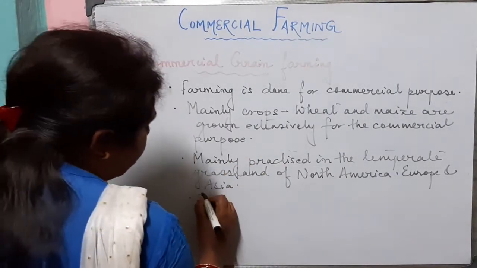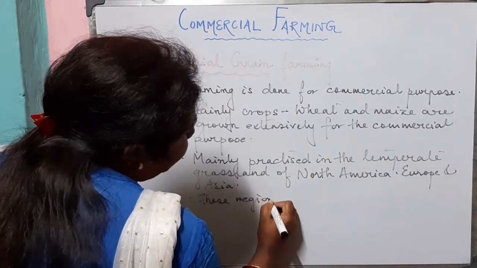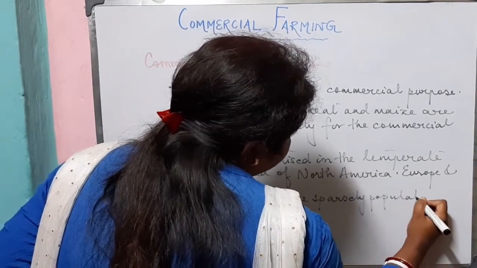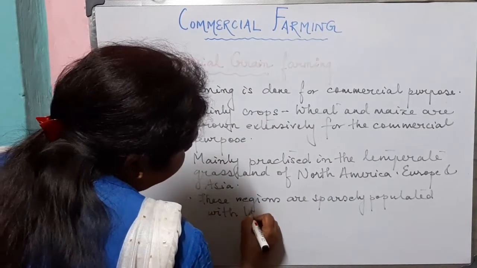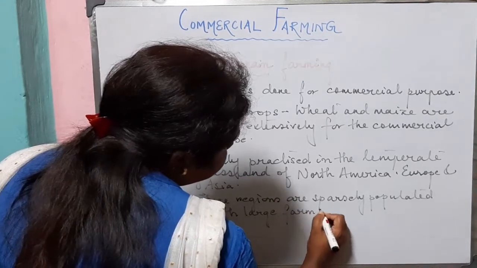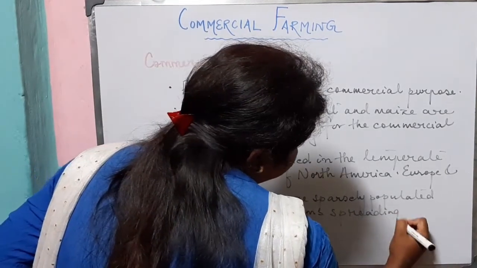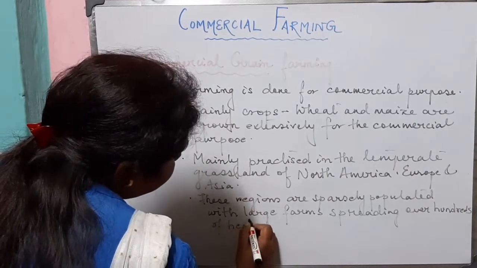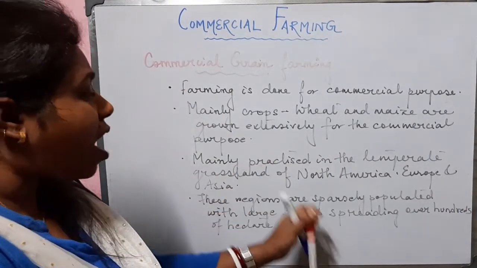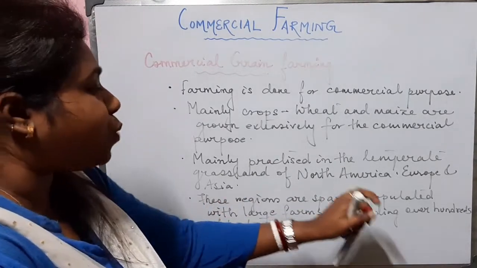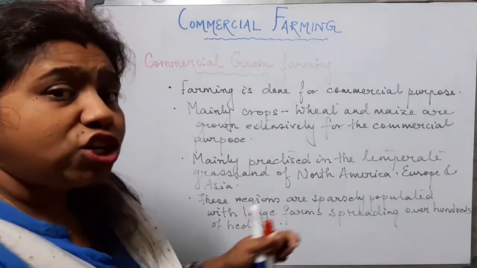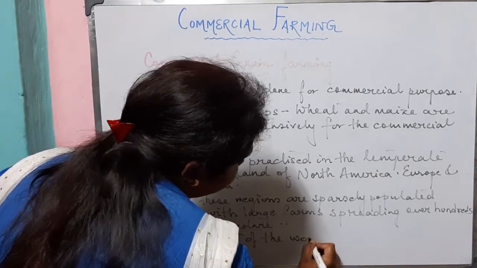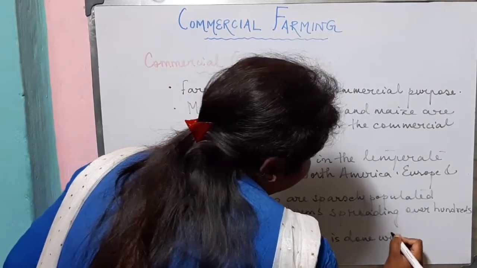Now, these regions are sparsely populated, with large farms which spread over hundreds of hectares. So this type of farming is done in the sparsely populated regions with large farms spreading over hundreds of hectares. Now in commercial grain farming, most of the work is done by whom? Most of the work is done with the help of the machines.